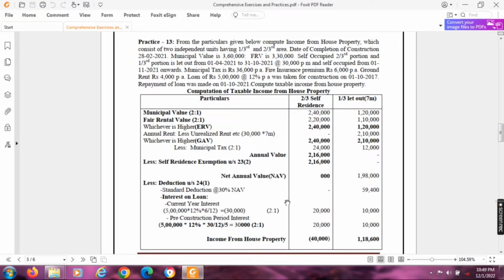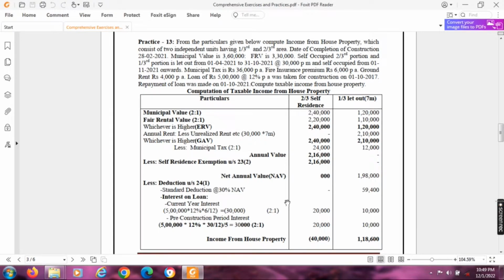Please mind this. Municipal value 3,60,000, fair rental value 3,30,000. Self-occupied 2/3 portion and 1/3 portion is let out from 1st April 21 to 31st October. So April, May, June, July, August, September, for 6 months. The second portion was let out at rupees 30,000 per month and self-occupied from 1st November onwards. Municipal tax rupees 36,000. Fire insurance premium unwanted.